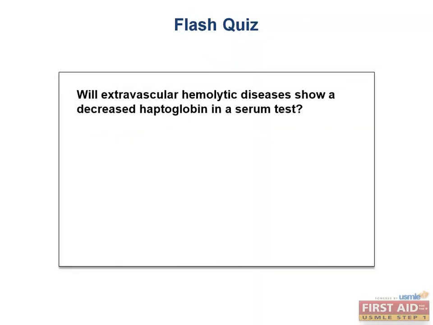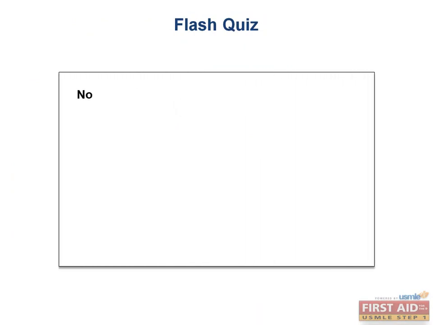Our question here is, will extravascular hemolytic diseases show a decreased haptoglobin in the serum? And the answer is no. Haptoglobin will remain normal. This is because macrophages that phagocytize the RBCs inside the spleen will not release this hemoglobin as free hemoglobin. And so, the haptoglobin will not bind to free hemoglobin that is not present, and haptoglobin levels will remain normal.